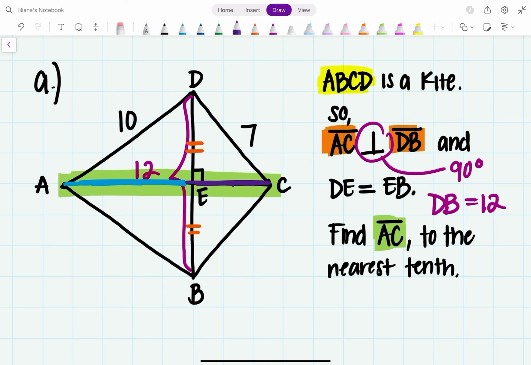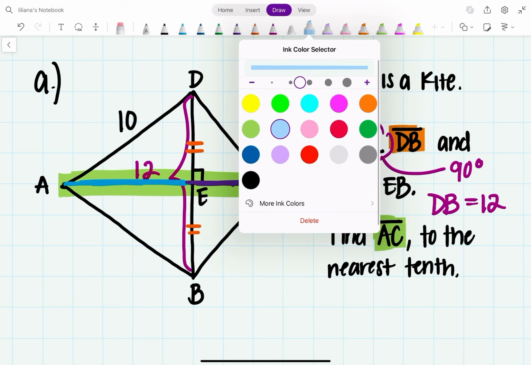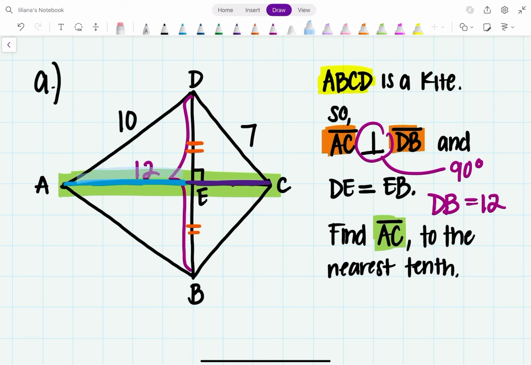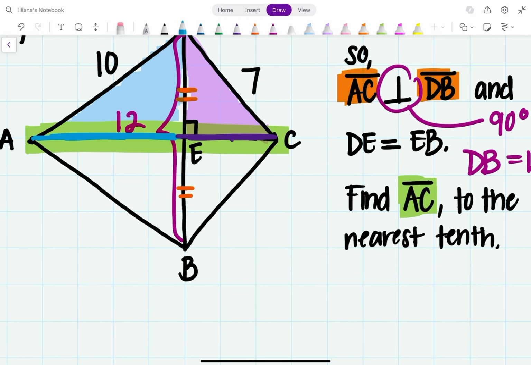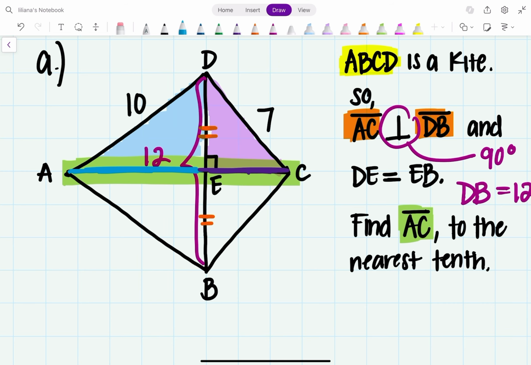So what I'm going to do is shade in two different colors. First one, let's do it in blue. This is one of the triangles we're going to be using to solve for the first line. And then the other one, we'll do in purple. It's going to be this one here. So in order to solve for AC, we have to solve for the blue segment and the purple segment.